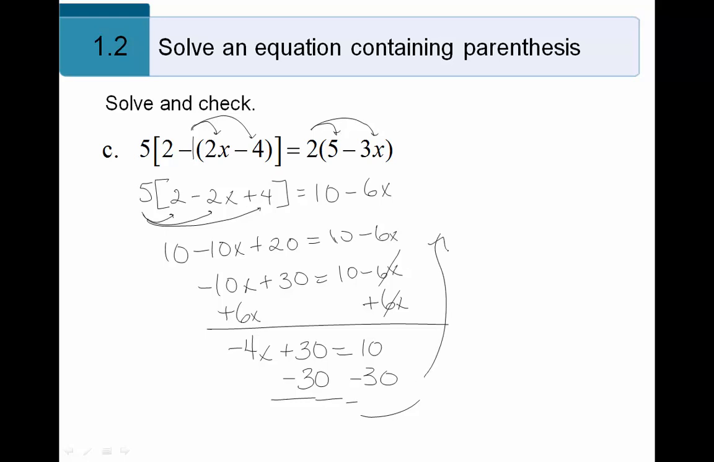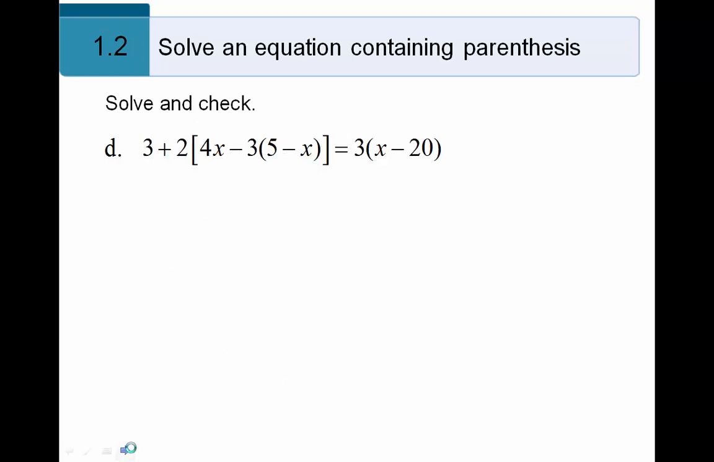Combining the numbers, on the left the 30's cancel, and that gives us negative 4x equals negative 20. With the variable on one side and the number on the other, the fourth and final step is to remove the coefficient. And to do so, we'll divide both sides by negative 4, and we end up with x is equal to positive 5.